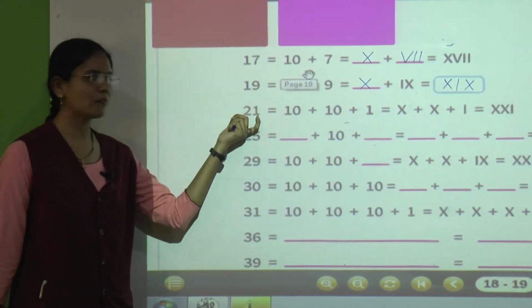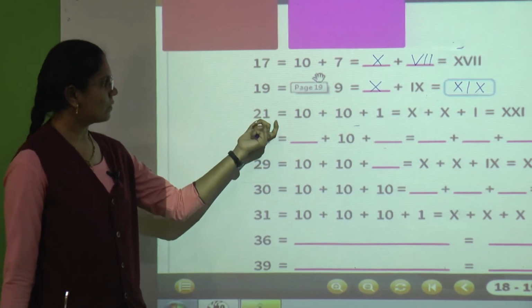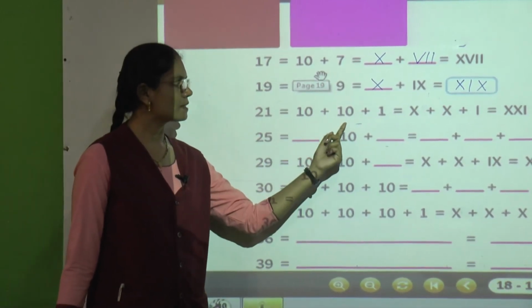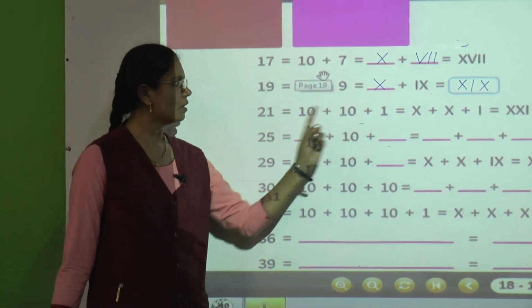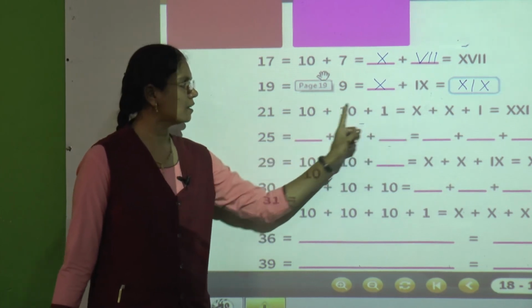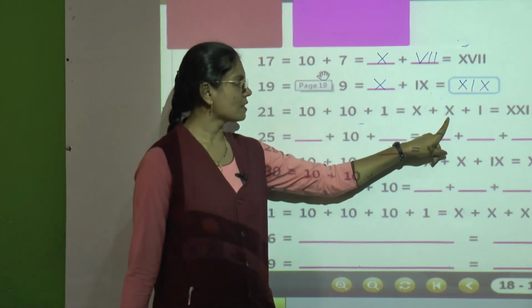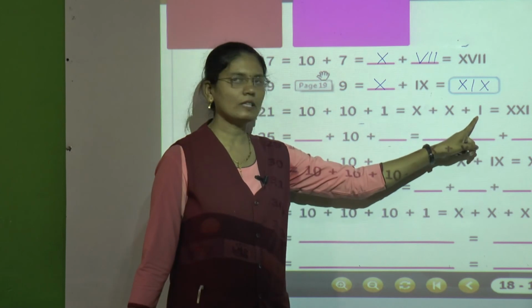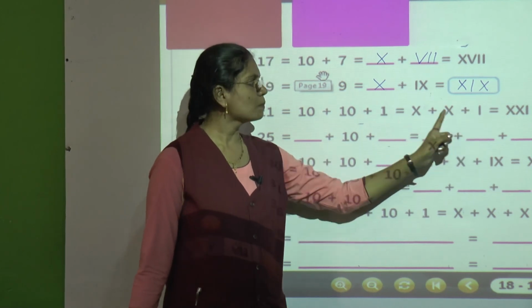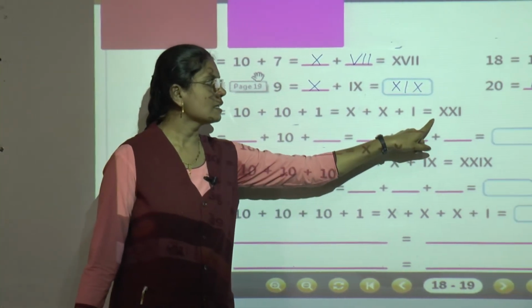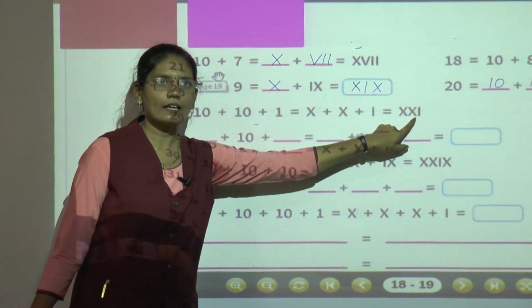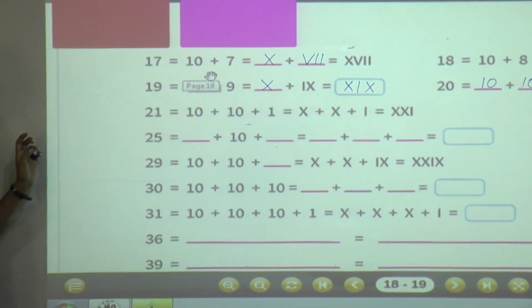Okay. Now see here 21. They have given the number 21. 21 we will split up as 10 plus 10 plus 1 in this way. For 10, X is there. Again 10 is there, X. Plus 1 is there. For 1 we are using I. So X plus X plus I is equal to XXI, which means 21.